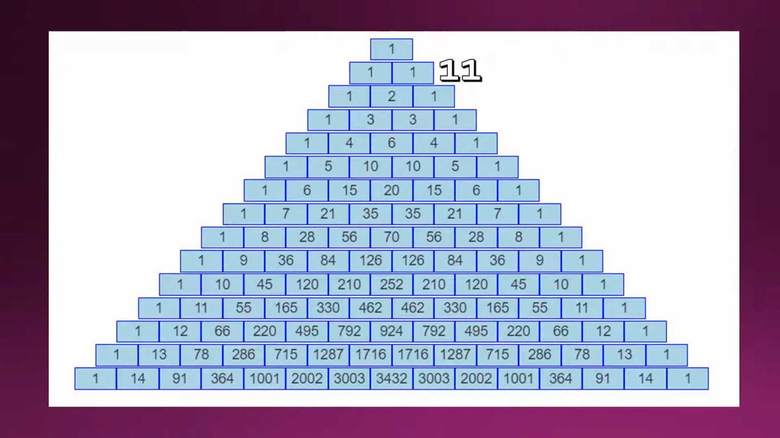This 11 can be written as 11 raised to 1. Now let us find the connection as to why we are writing 11 raised to 1, because the next row will give me 121, which is 11 squared. Following it is 1331, which is 11 cubed. And then we have 14641, which is 11 raised to 4. This gives a very simple method of finding the powers of 11.